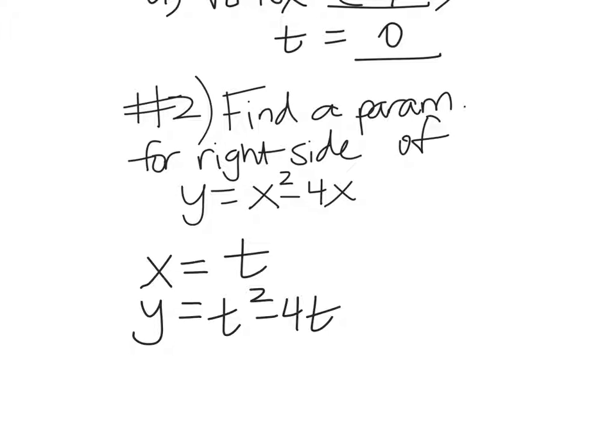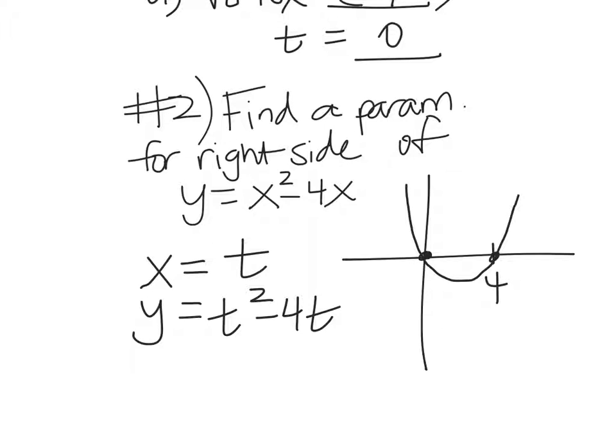So let me go ahead and draw this. And if you factored this, you'd know that it has zeros at 0 and 4. Did you know that? Maybe, maybe not. And here's the parabola. Now we want only the right side of this parabola. What's the vertex there? And what t value is that at?